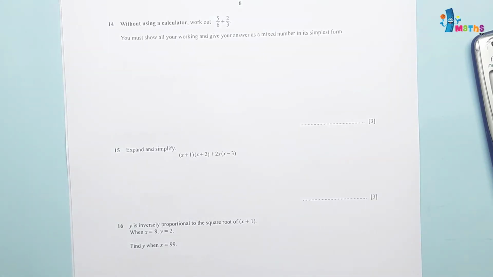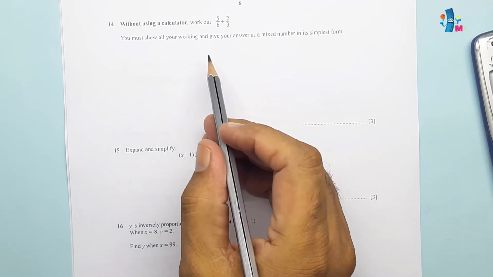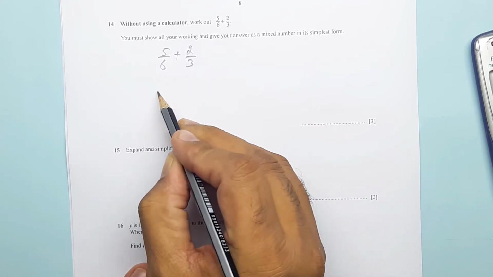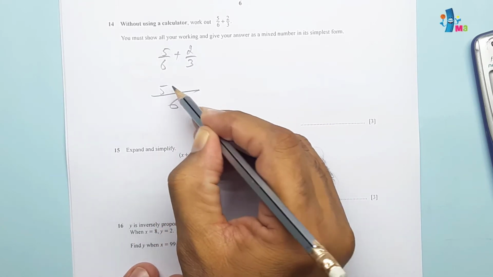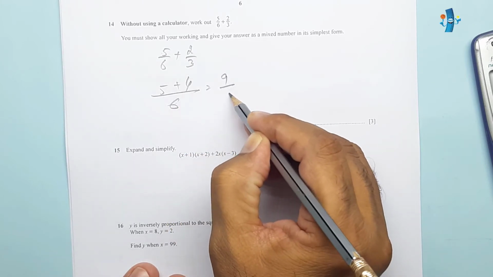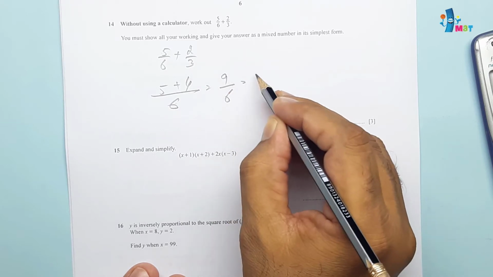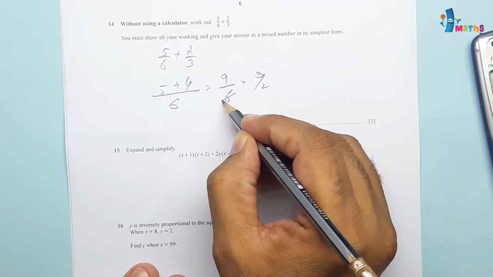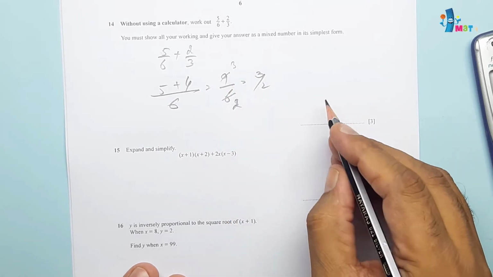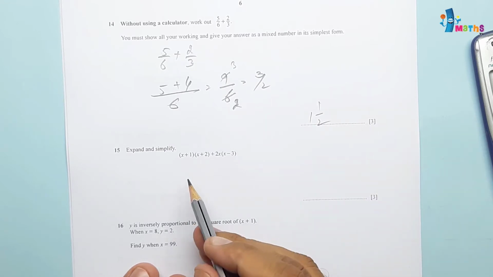Question number 14. Fraction, basically addition of fractions question. We can simply add them by the LCM method. So 5 over 6 plus 2 by 3. We can take LCM as 6. So this will be 5 plus 3 2s are 6. So 2 2s are 4. So this will be equal to 9 over 6, and which is basically 3 by 2. After simplification, we can divide by 3. 3 2s are 6 and 3 3s are 9. So answer will be 1 whole 1 by 2.